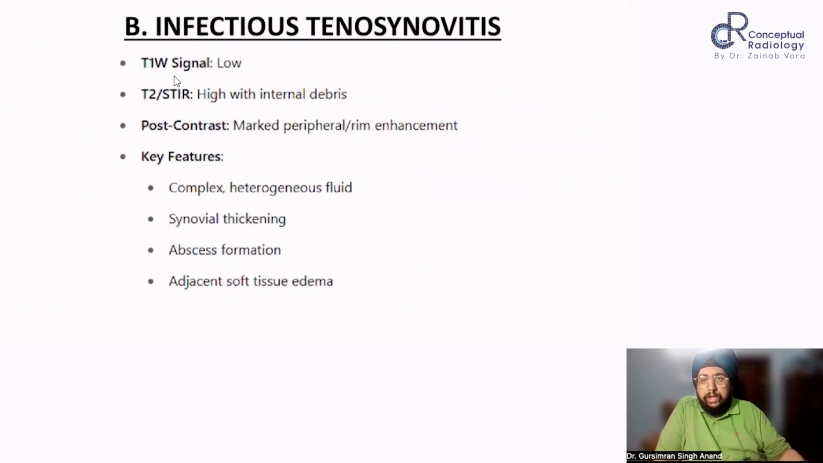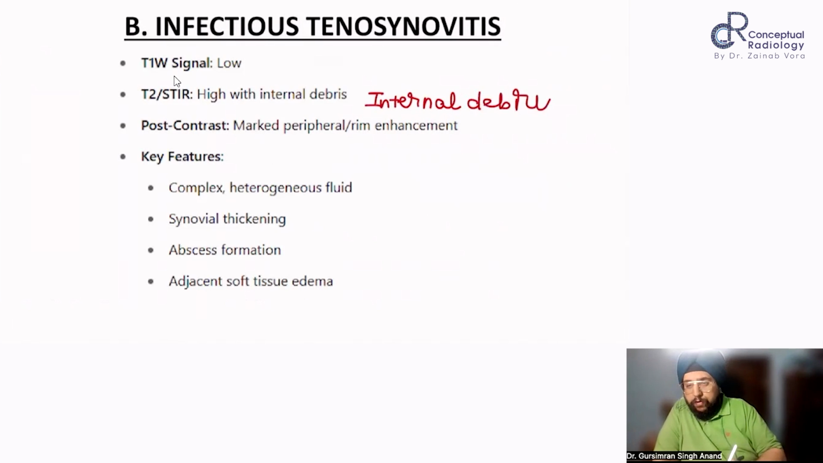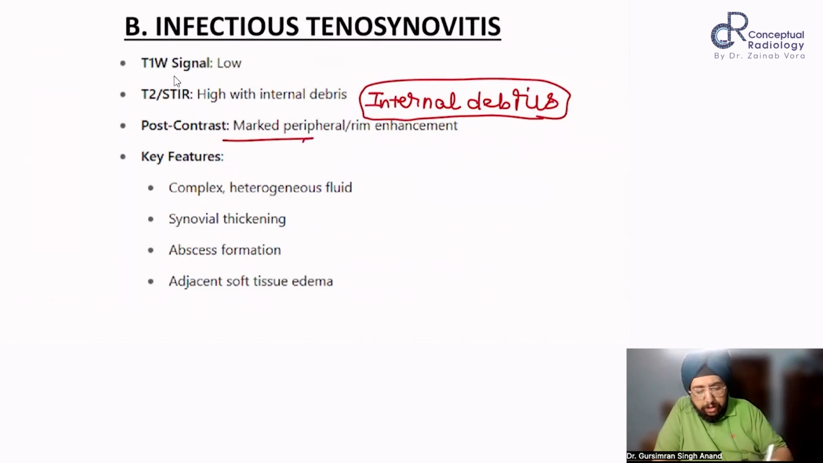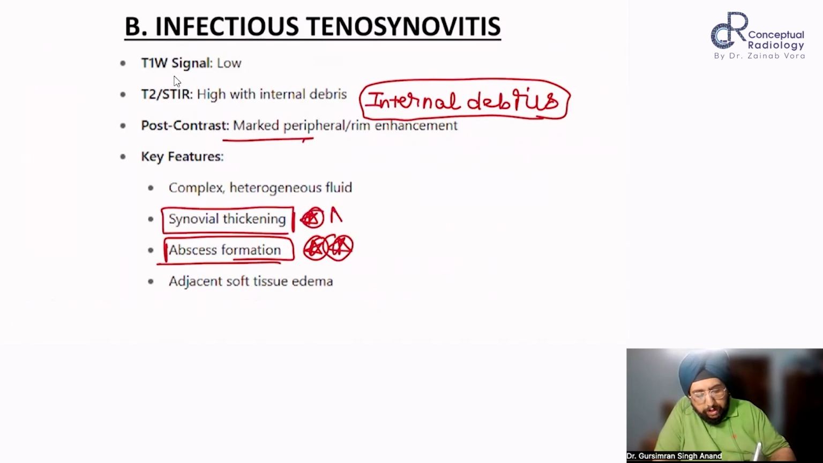Now, if we move on to the infectious tenosynovitis, okay, one thing extra which will be added is your internal debris that will appear as hypointense areas. I'm not talking about rice bodies here because those are again very small. I'm talking about internal debris here. Okay, the enhancement will be marked. Okay, we can have abscess formation also. Okay, we can have synovial thickening also, and the type of fluid, we call it complex heterogeneous fluid.